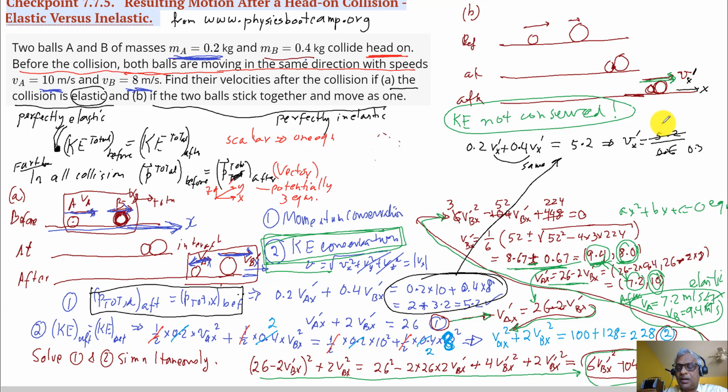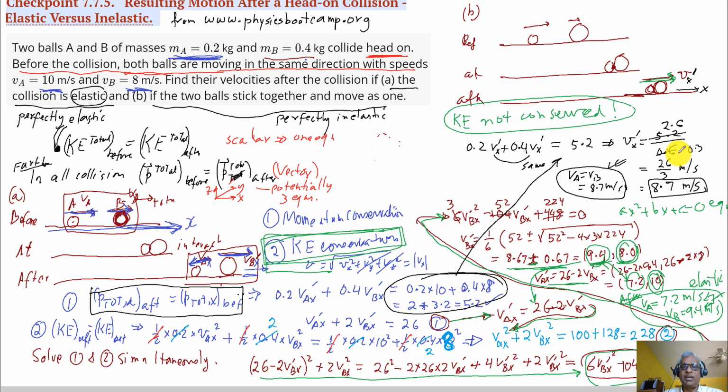So that is 26 over 3 meters per second. I can simplify more, 8.7 meters per second. So both of them have the same velocity, and your answer will be VA equals VB equals 8.7 meters per second.